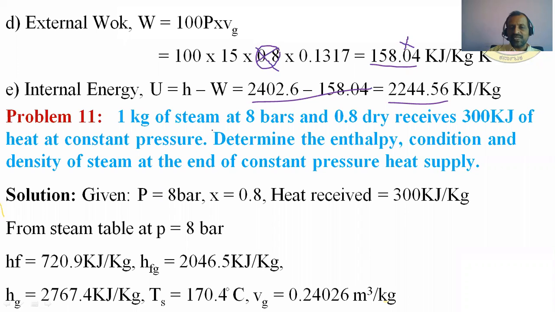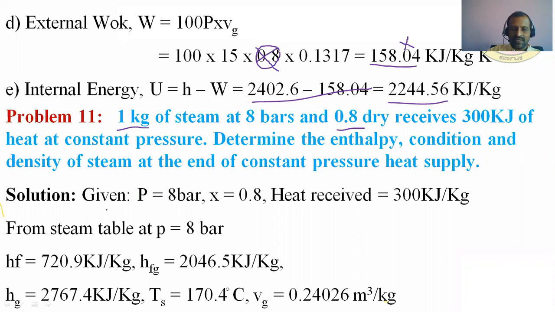1 kg of steam at 8 bars and 0.8 dry receives 300 kilojoules of heat at constant pressure. Then determine the enthalpy, condition and density of steam at the end of constant pressure heat supply. So here also 1 kg is given. Whatever values are given in the steam table, note those same values down, then you can calculate. So 8 bar is given, 0.8 dry, which means it is wet steam.